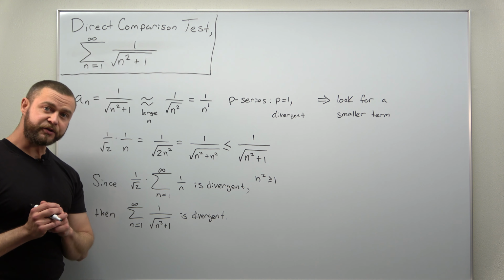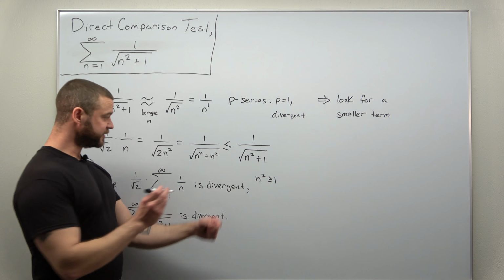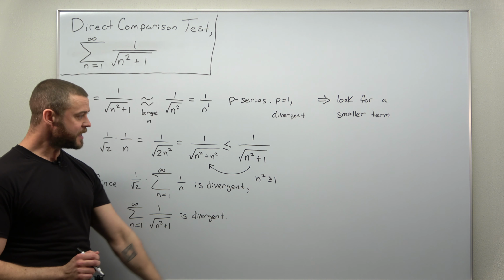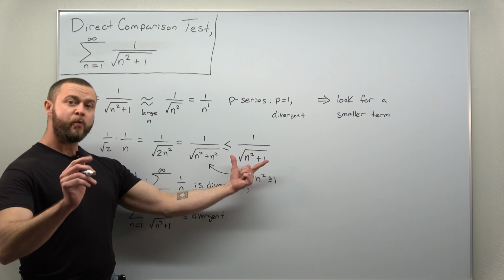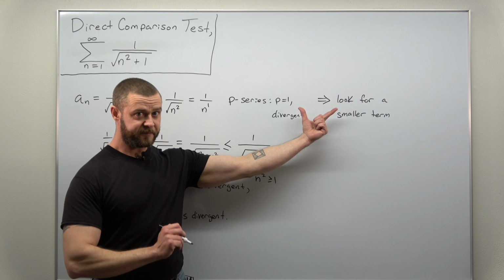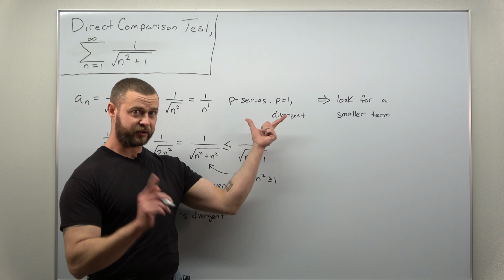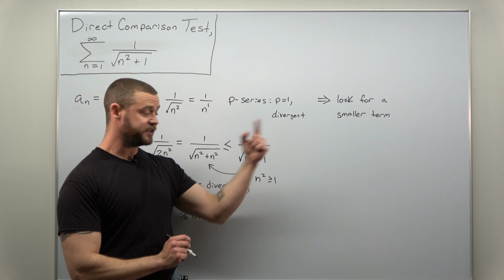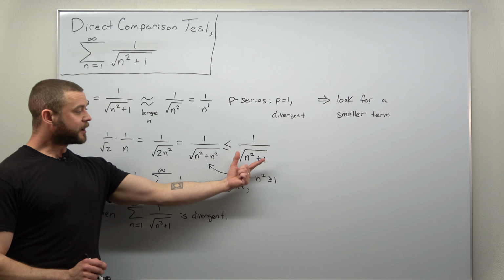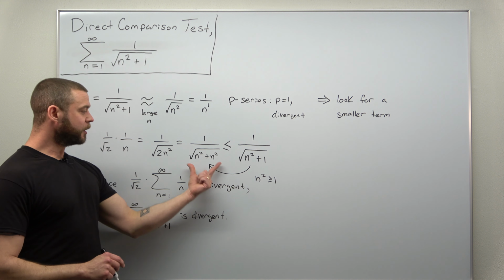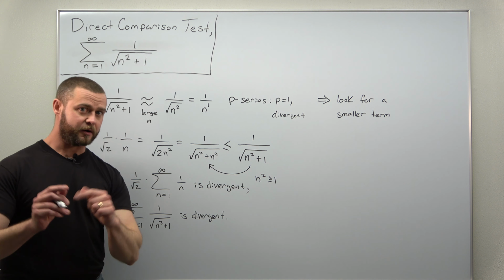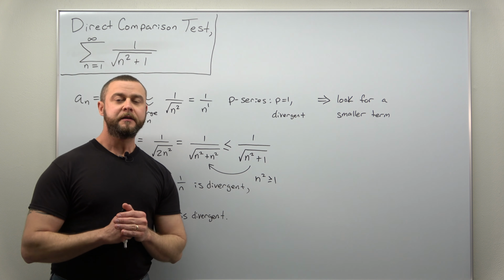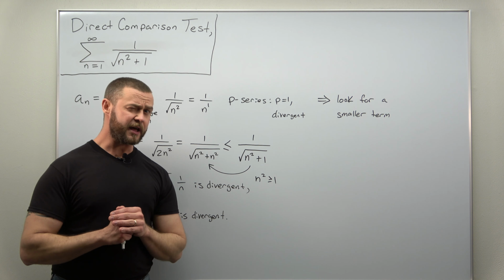This one's a little bit trickier, primarily for this step right here. And again, how we did that, we took our term, we suspected we wanted to find something smaller because the large n estimation gave us a divergent infinite series. So we take our term, we find something smaller by making the denominator bigger. Very simple trick, but it takes some practice to really get comfortable with that.